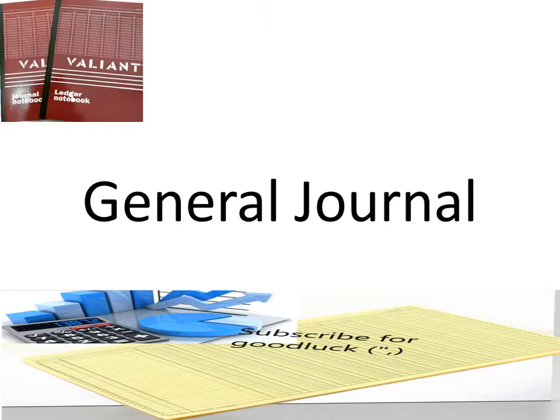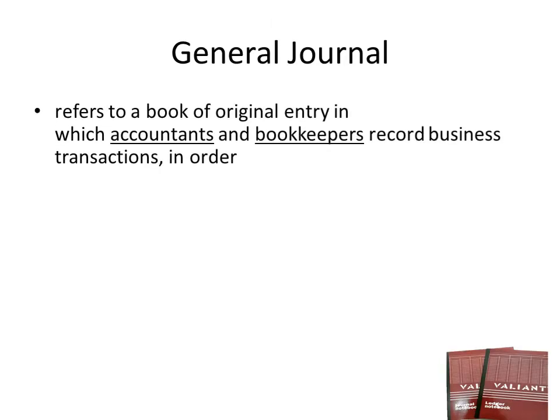Remember, we already finished our special journal. So now let's take a look at the general journal. The general journal refers to the book of original entry. Why original entry? Because a sales invoice would first be recorded in a journal, then from the journal it would be recorded to our ledger.